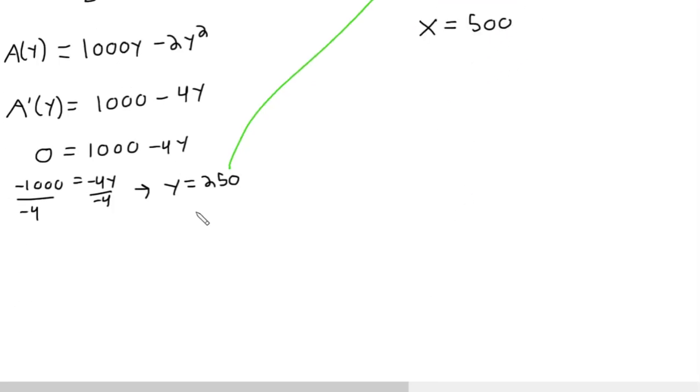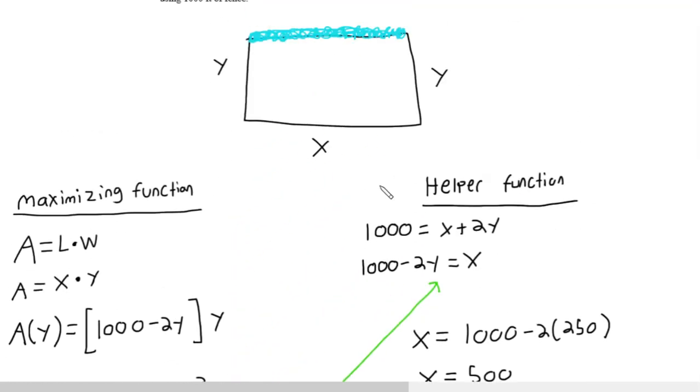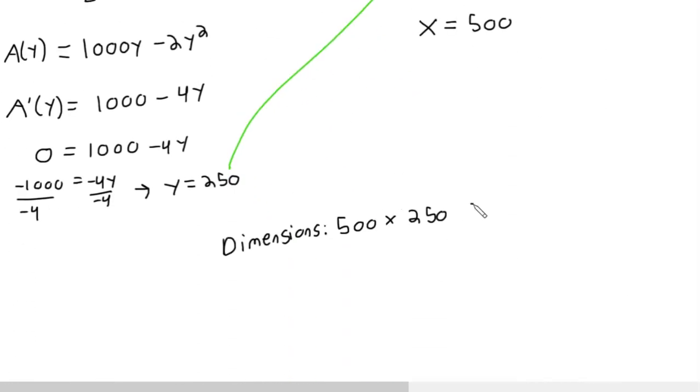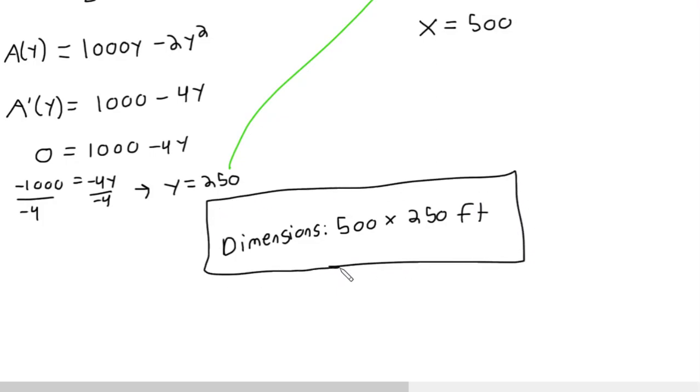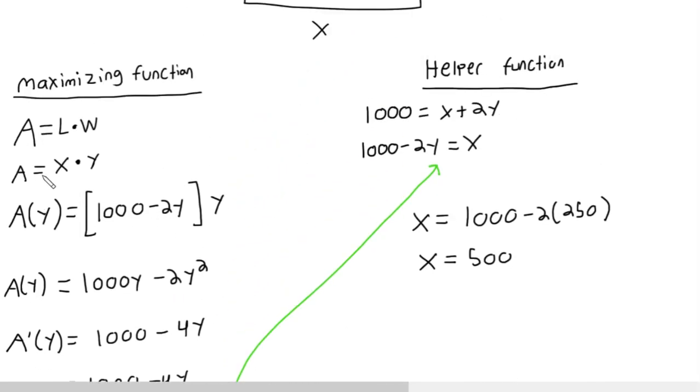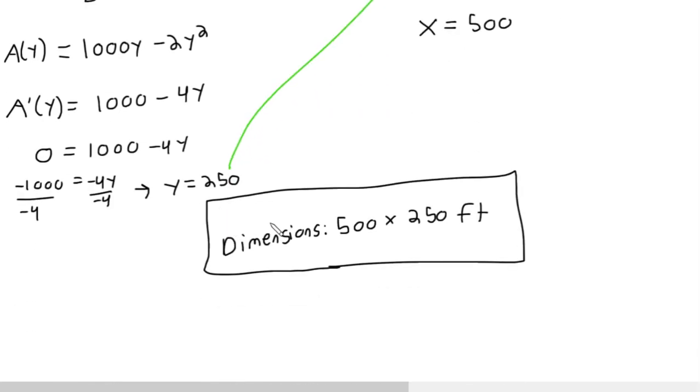So my dimensions, remember you could just say it is 500 by 250. And what are our units? Don't forget to include the units. We're in feet. So 500 by 250 feet. And that's it. So pretty straightforward process. You could see, honestly, after I got to this step, after I used the helper function, it was really just what we've done before.